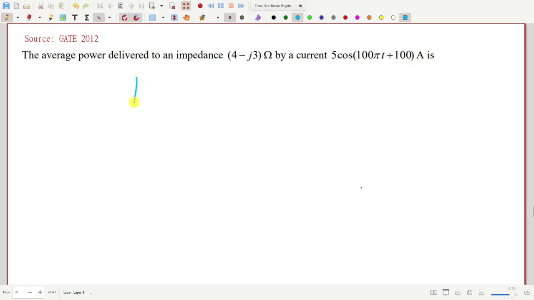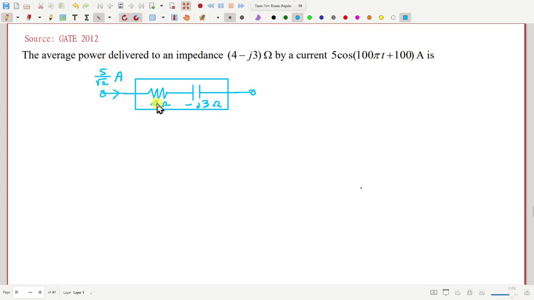So we have basically an impedance with 4 ohm equivalent resistance and minus j3 ohm capacitive impedance. Current is 5 cos. So how much is the RMS value here? 5 by root 2. Yes. So this is the current.